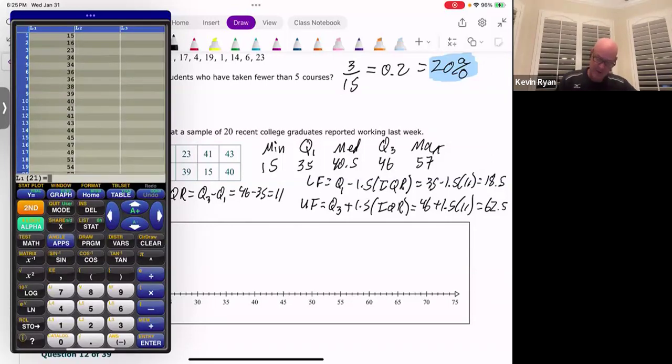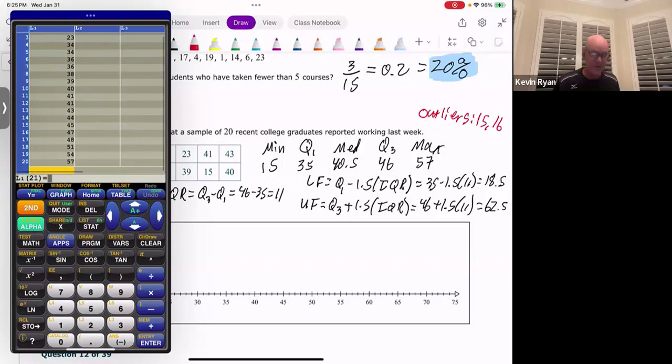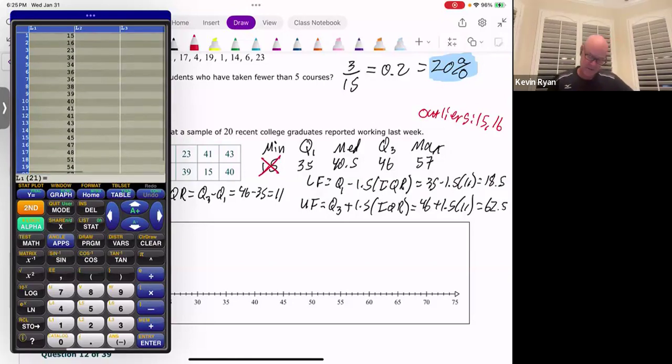Do we have anything below 18 and a half? We do. We have outliers. A 15 and 16. See if we have any values that are above 62.5. We do not. So these are our only outliers, which means 15 is now out. What's the smallest number that's above 18 and a half? That's going to be 23.